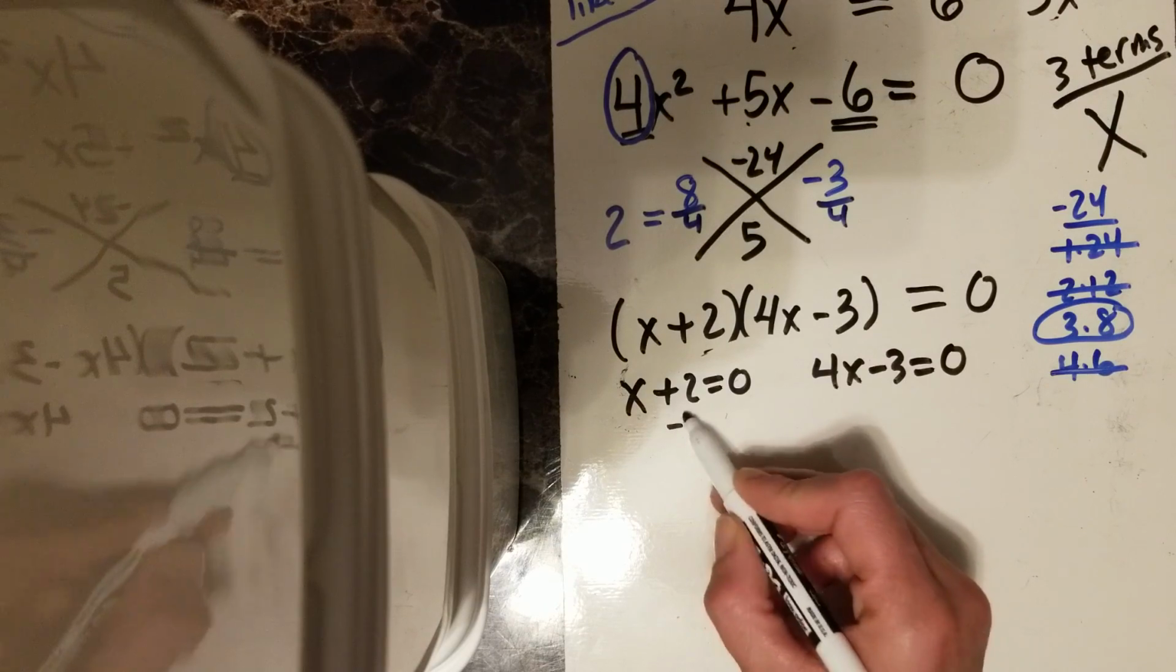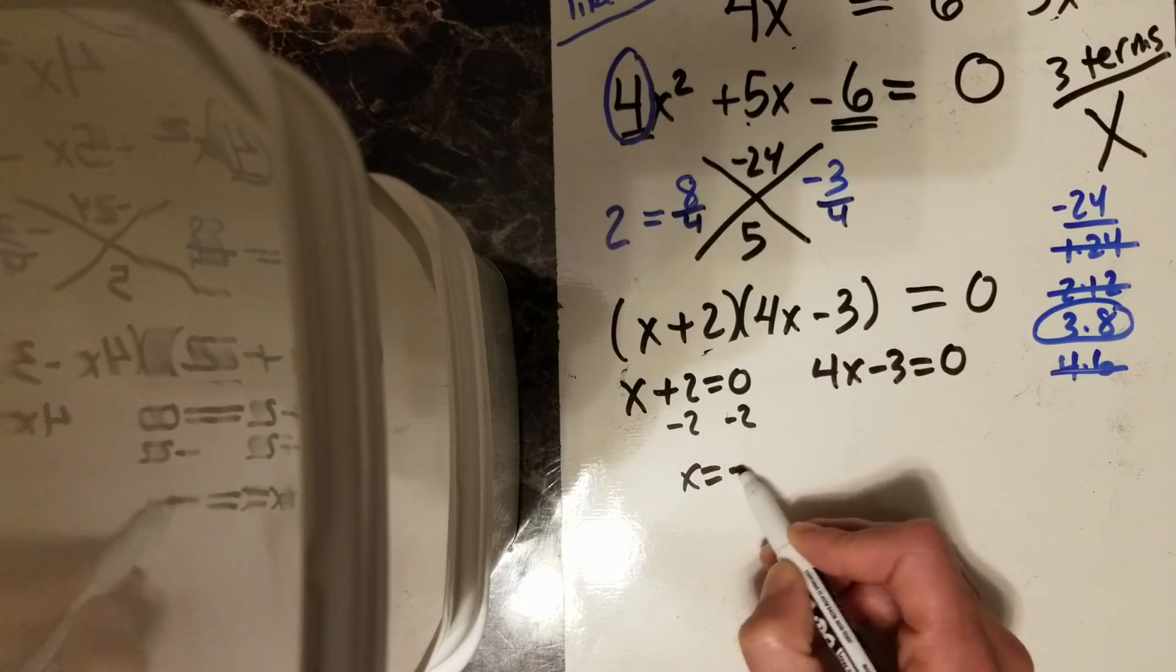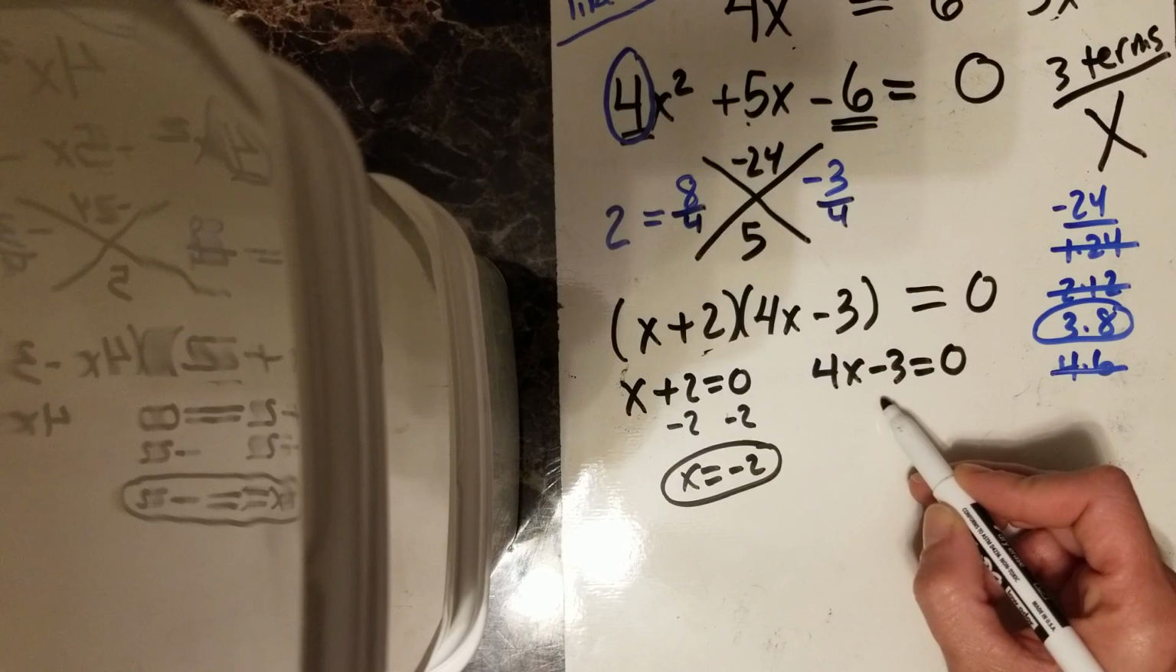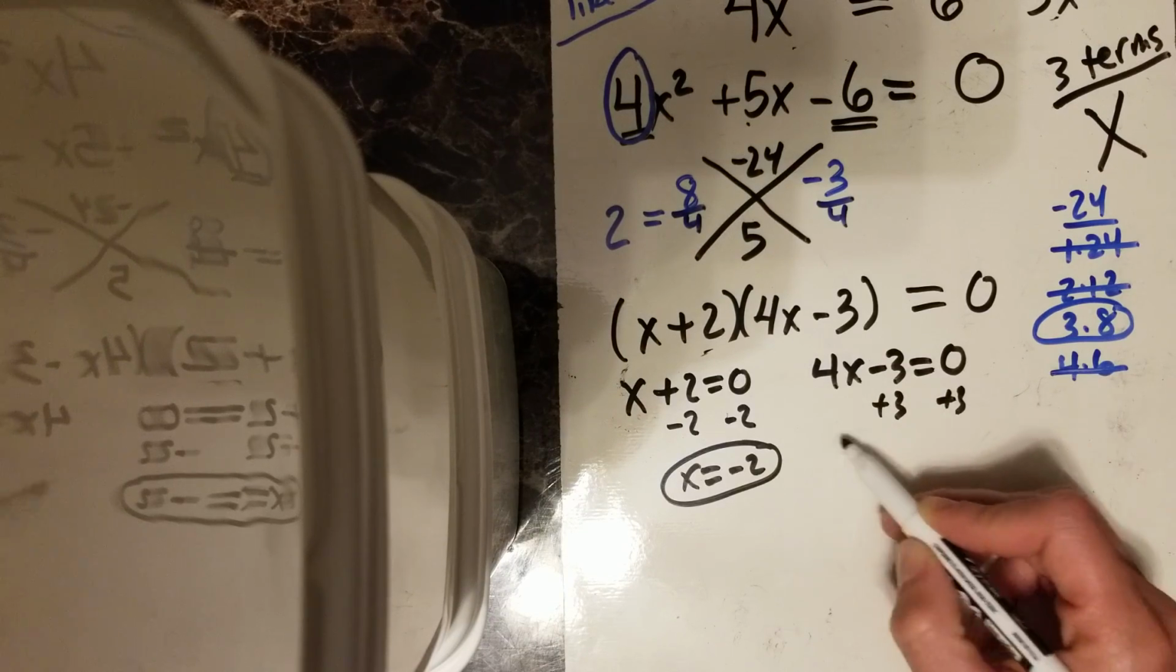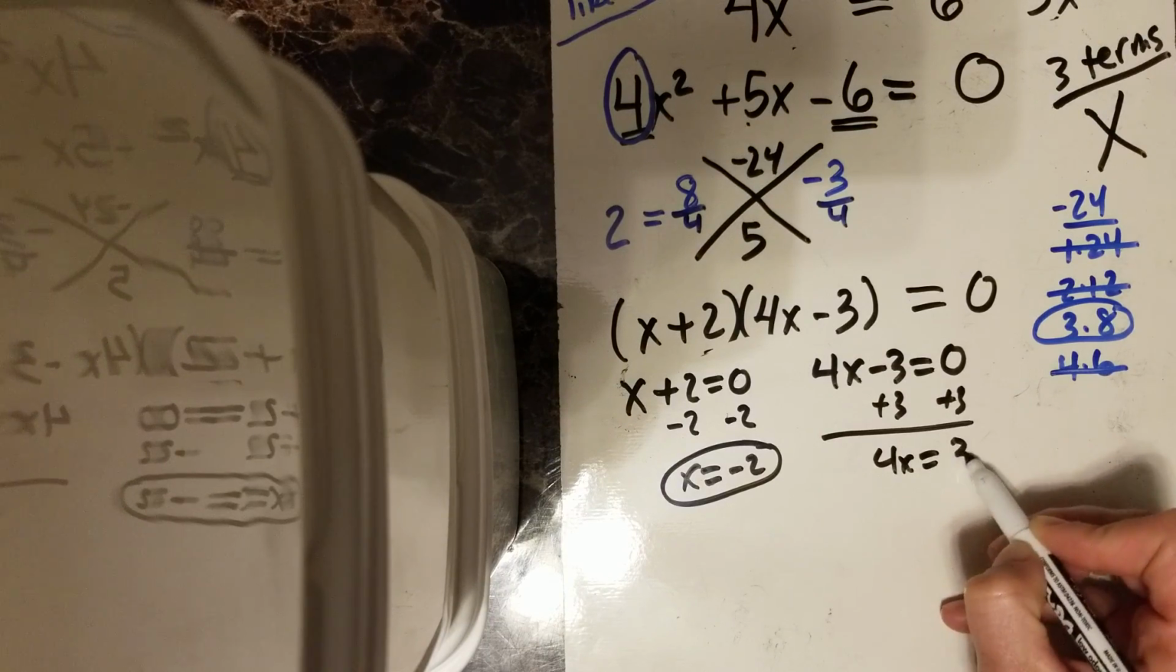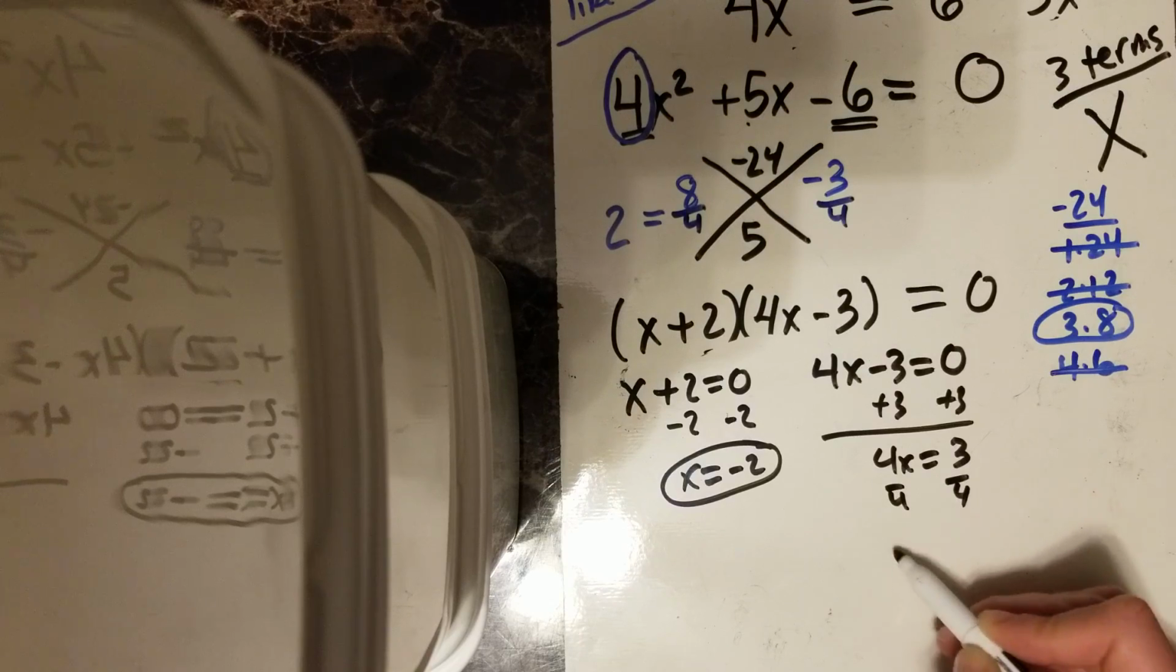And so here I need to subtract 2, so I get negative 2. Here I need to add 3 and divide by 4. So you get positive 3/4.